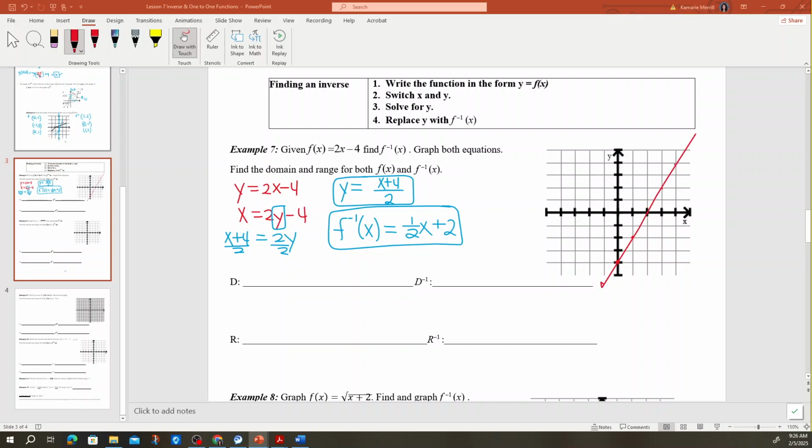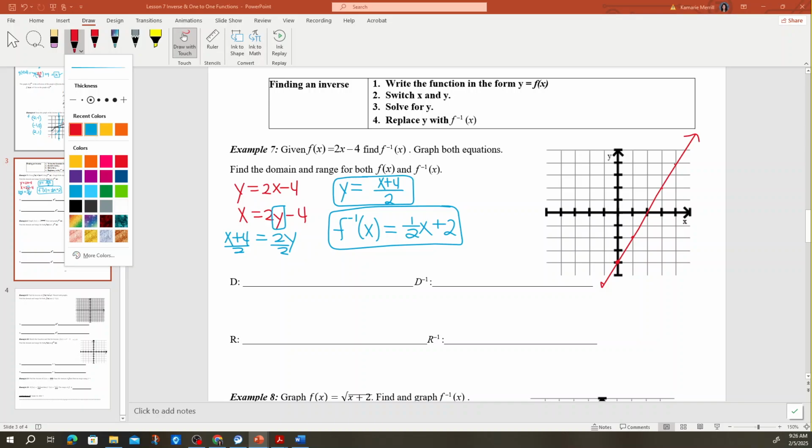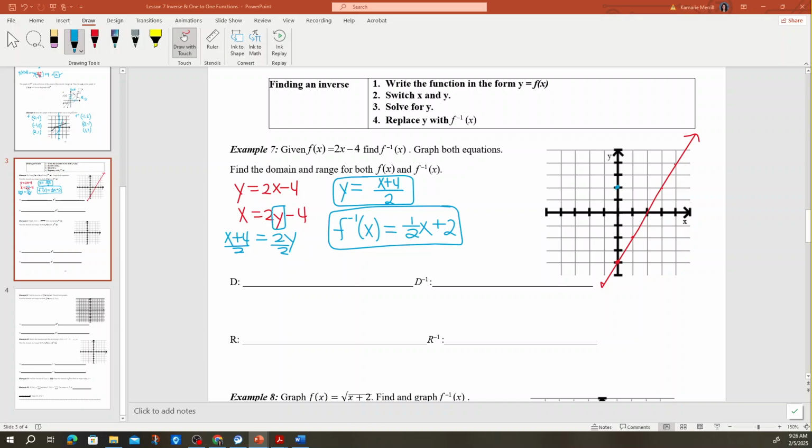You guys all remember how to graph lines, okay? Let's do this next one in blue. How would I graph it? Y-intercept at 2. Slope is up 1/2. Good. Or down 1/2, but making sure it's positive.